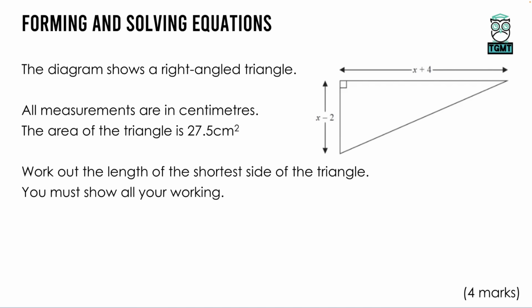All measurements are in centimetres and the area is 27.5. Work out the length of the shortest side of the triangle. Now we can visually see the shortest side of the triangle. We have this one over here, which is x minus 2.